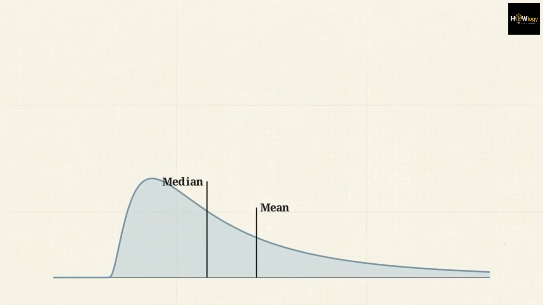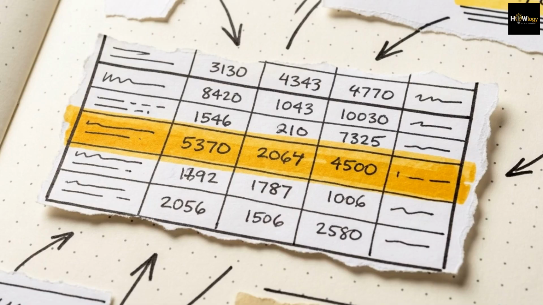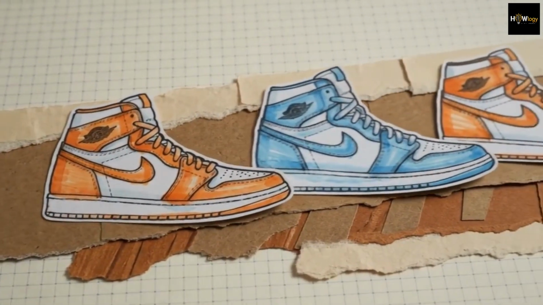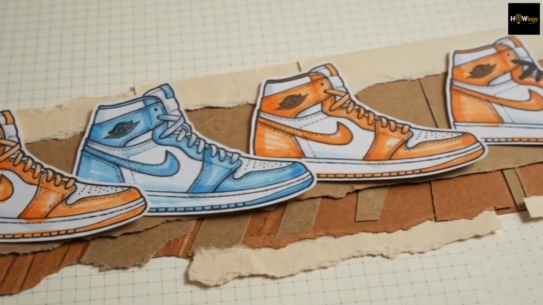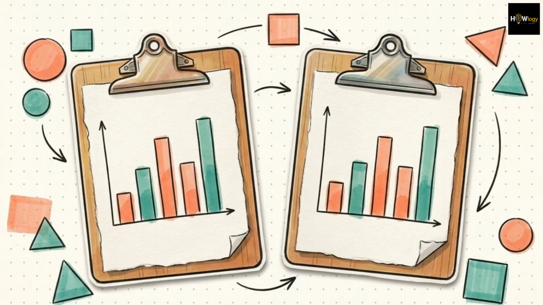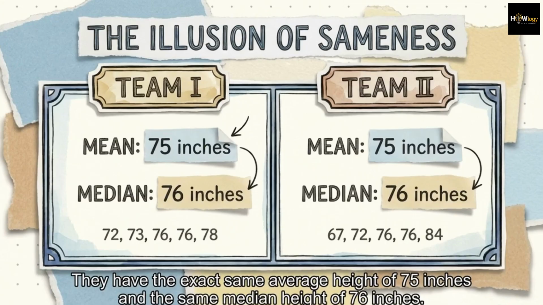Whenever these two numbers are vastly different, it serves as an alarm that extreme values are pulling the average away from the center. While finding the true middle protects us from outliers, it still doesn't reveal how the rest of the data is behaving. We can test our statistical tools on a completely different scenario, evaluating the physical makeup of two competing basketball teams. On paper, Team 1 and Team 2 share the same summary statistics. They have the exact same average height of 75 inches and the same median height of 76 inches.